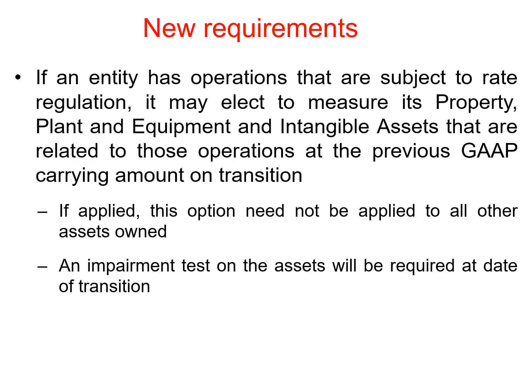If an entity has operations that are subject to rate regulation, again, it may elect to measure its property, plant, and equipment and its intangible assets based on values that it would have carried in its previous generally accepted accounting practice. If you've done that, you don't need to apply that to all other assets that you own. You could do it to specific assets. You may then be required to test those assets for impairment, though, at the date of transition. But again, you'll see that it'll make your transition process that much easier.